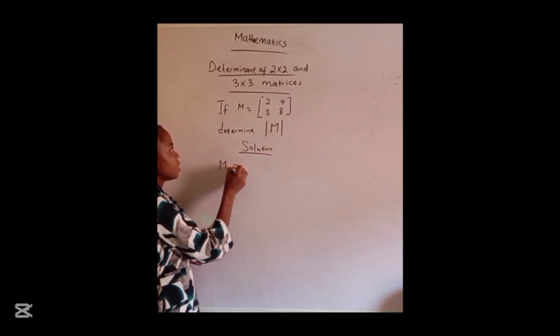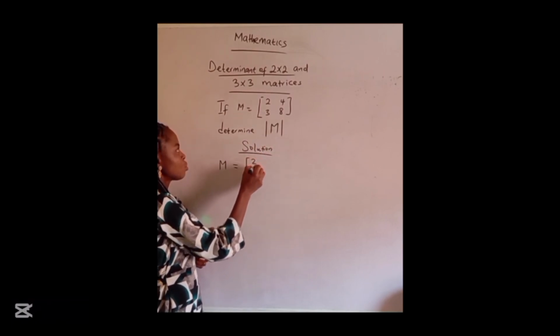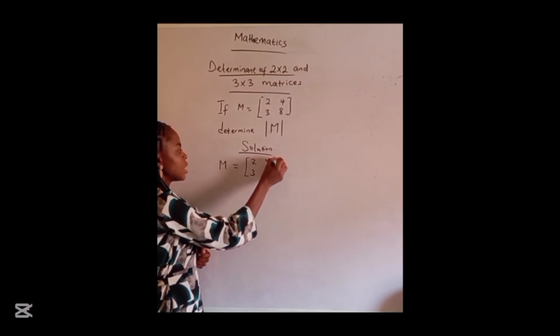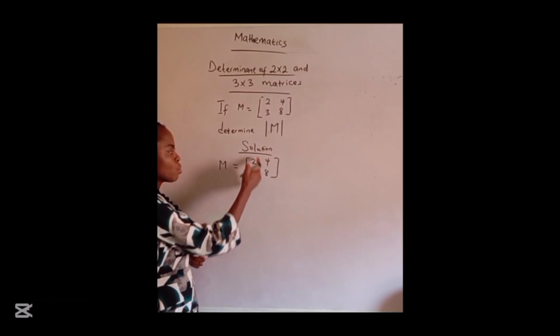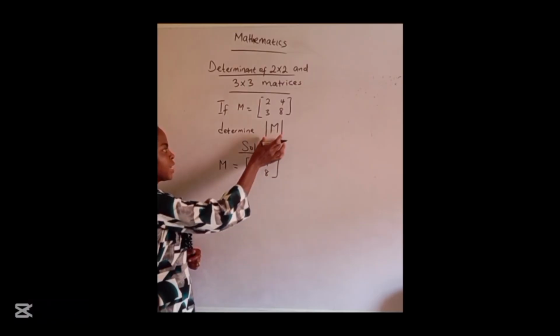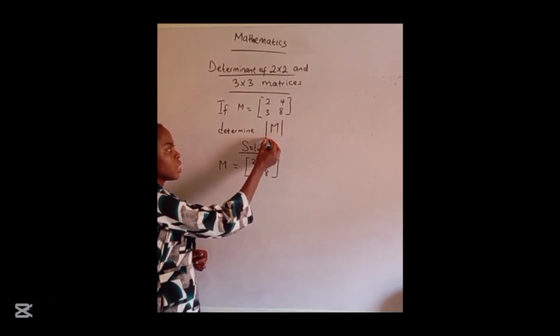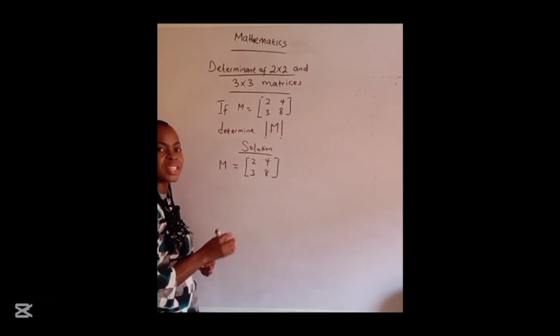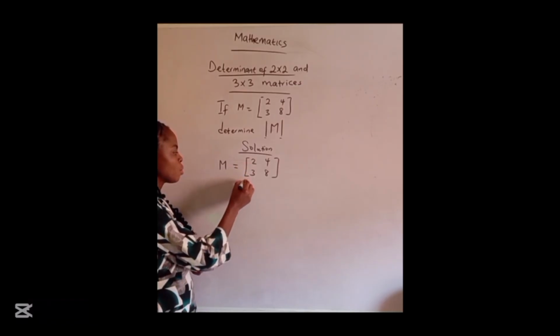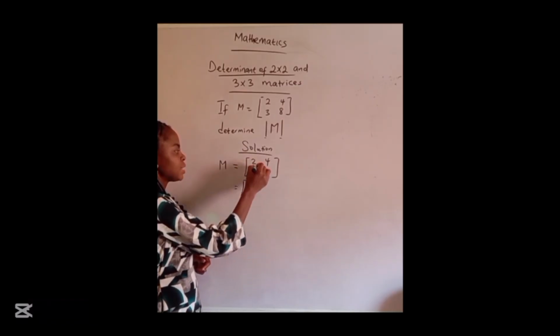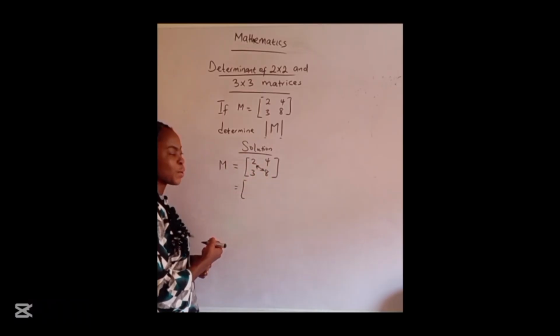m is equal to the matrix 2, 3, 4, 8. This is a 2 by 2 matrix because it has 2 rows, 2 columns. We are to find the determinant. When you see this bar, it represents the determinant. Now to find the determinant, what will you do? Multiply the leading diagonal. That's the leading diagonal.